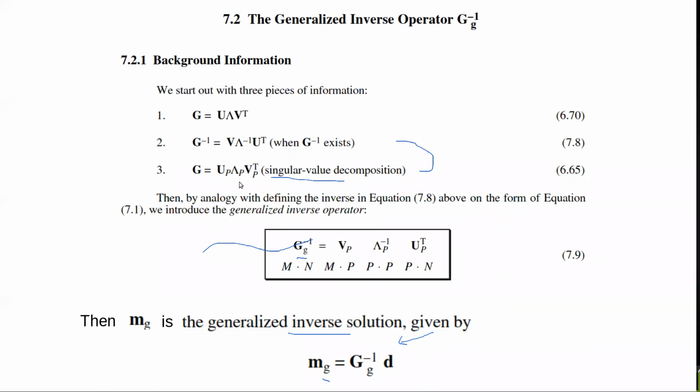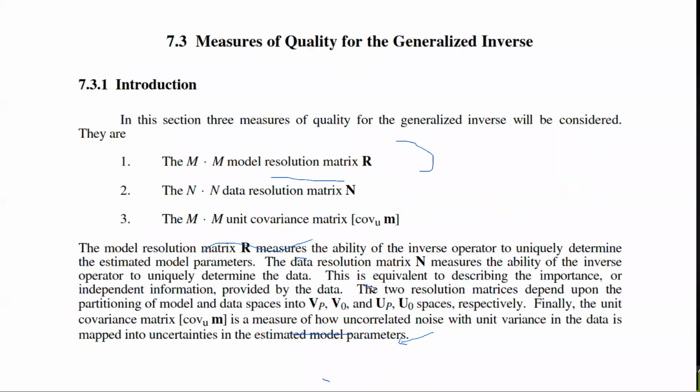Okay, this is what makes it powerful. We can get the minimum length or least square inverses from analysis of this decomposition. But in the end, we have to go back to just using some damped least square methods because of the instabilities caused by these small singular values. Okay, so that's what we looked at next.